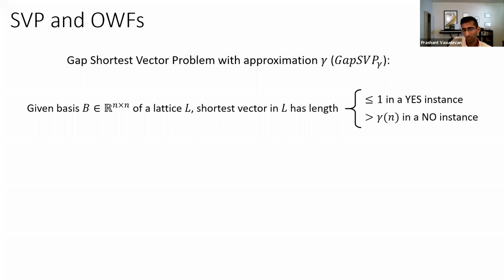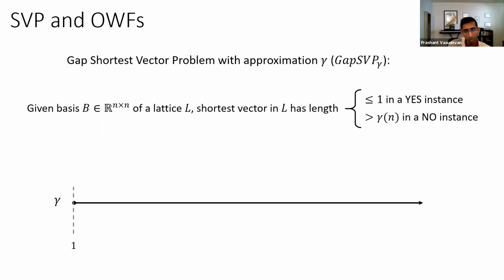What is the gap shortest vector problem over lattices? It's where I give you a basis of a lattice, and I give you an approximation factor gamma, and I tell you that either this lattice has a vector of length less than 1, or all vectors are of length at least gamma of n, where n is the dimension. And we know how to get a whole bunch of cryptography from the hardness of this problem.